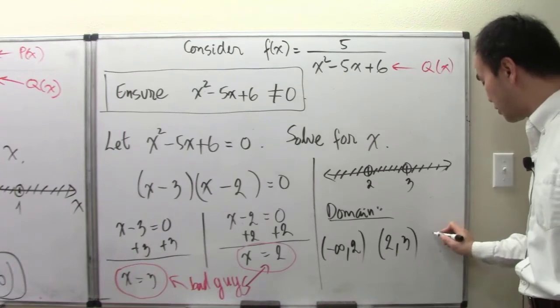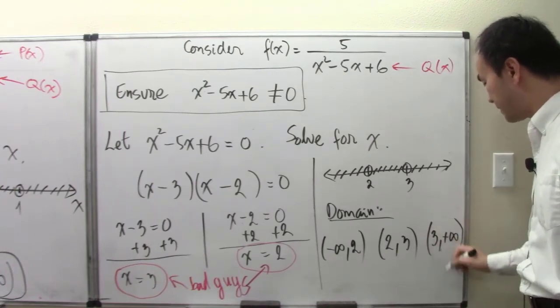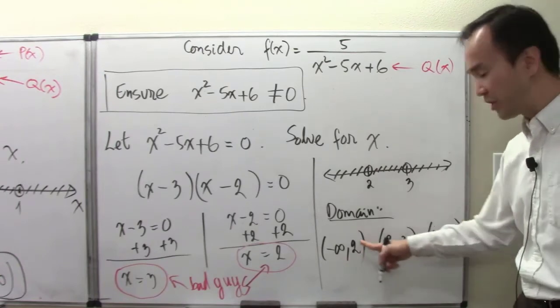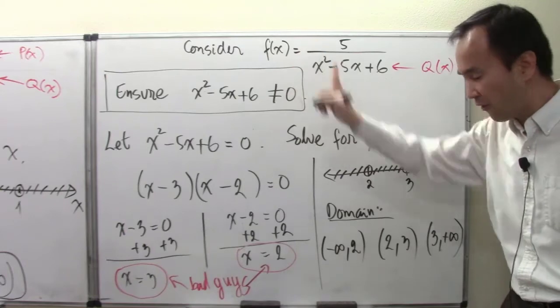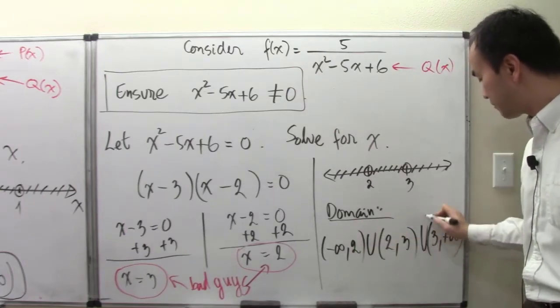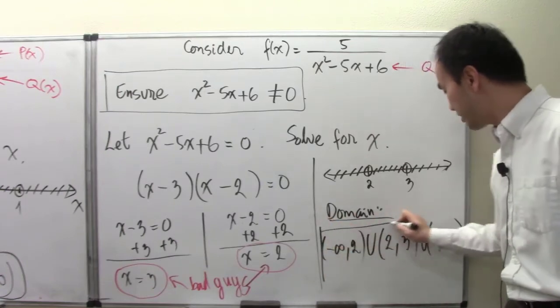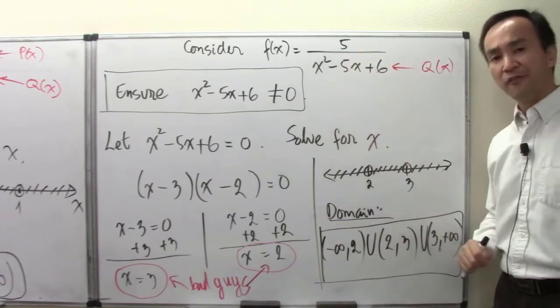And I'm going to take those values anywhere between 3 and positive infinity. So we have 3 separate zones where we can find an input that works for our rational function, but now excluding 2 and 3. And I'm using union signs like that. That completes our domain for this particular function.